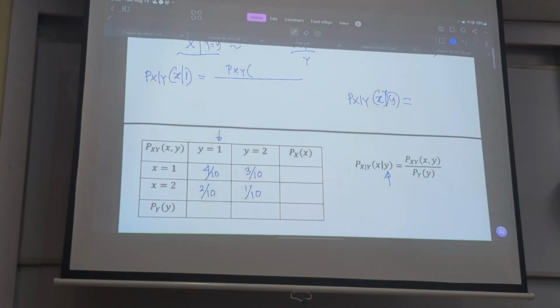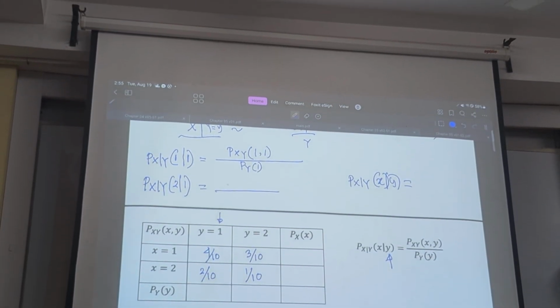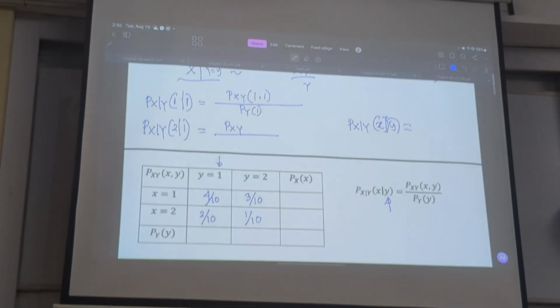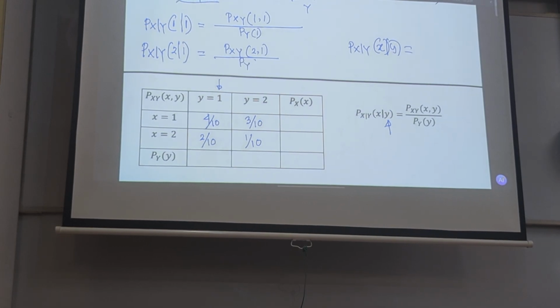Now let me make a little correction. We can calculate this one for x equal to 1, and also we can calculate this for x equal to 2. But y is the same, y is fixed. Then it will be the joint probability of 1 1 divided by the marginal PMF of y for the value 1. And the other one, the joint PMF of x and y for the value 2 1, divided by the marginal PMF of y for the value 1.